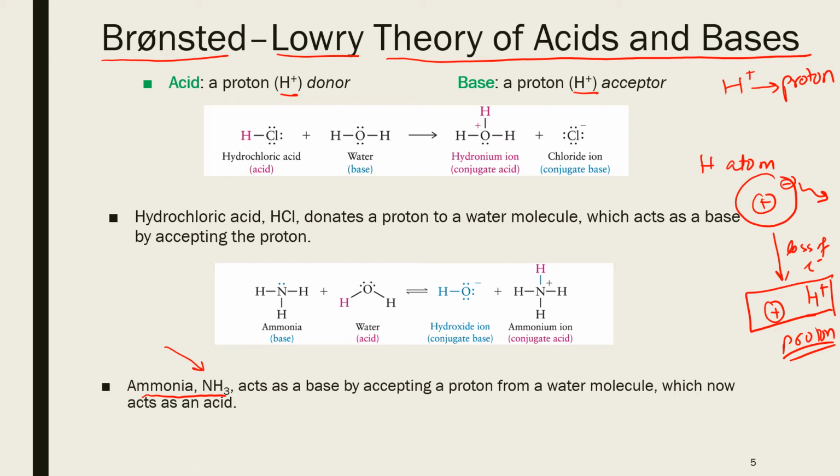So let's take a look at what Bronsted and Lowry said. According to this theory, an acid is a substance which donates a proton. It's not actually donating the proton, it donates the H positive ion. So although we call it a proton, understand that it is an H positive ion. And according to the Bronsted and Lowry theory, a base is a substance which accepts a proton. So for example, let's take a look at it.